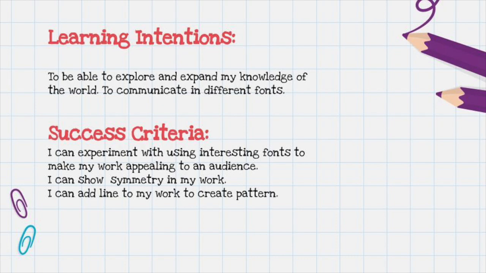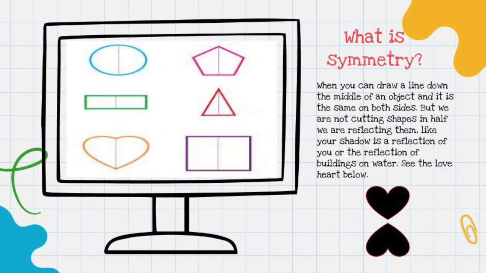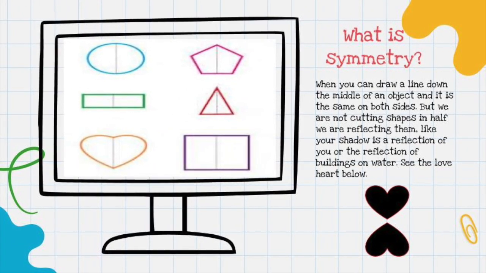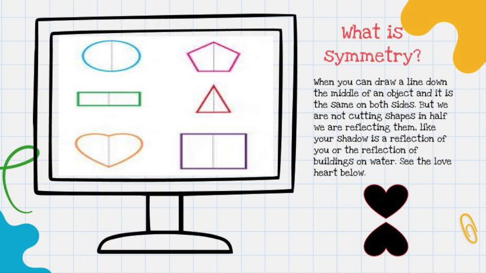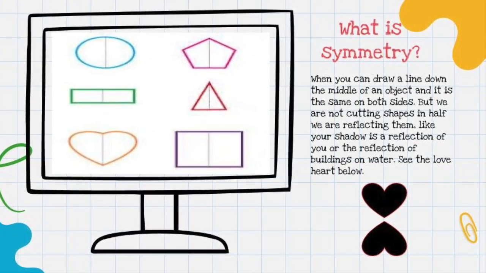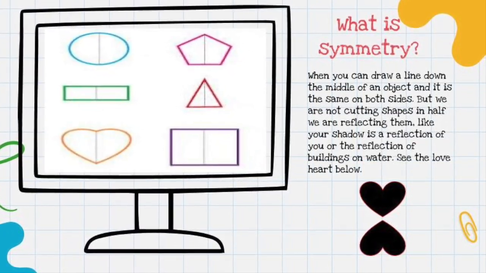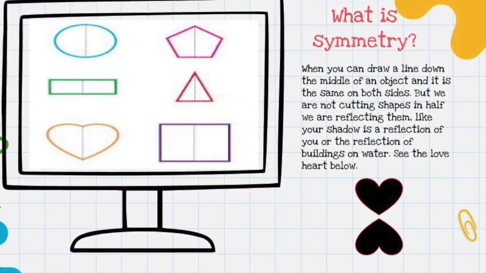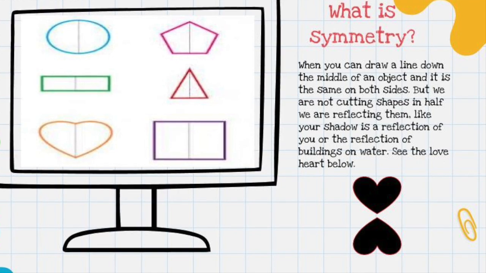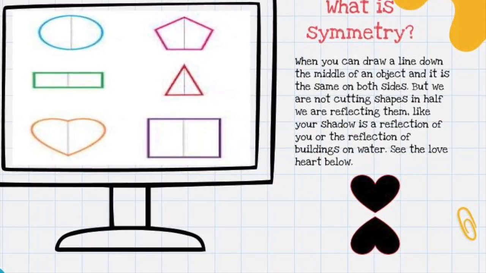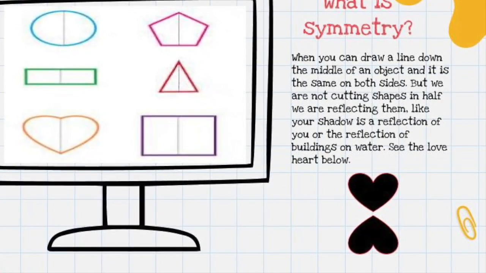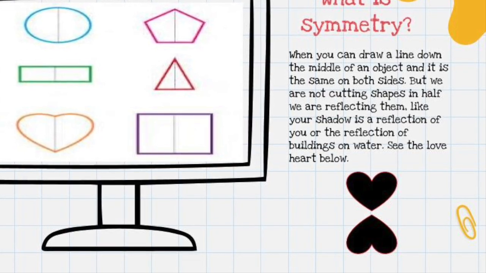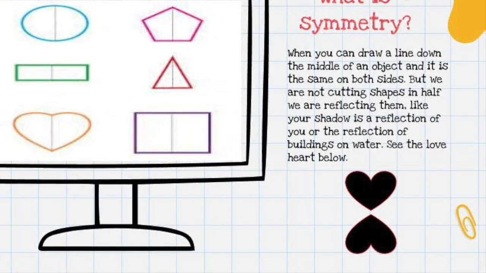So what is symmetry? Symmetry is when you can cut an object all the way in half and it's the same on both sides. We're not actually cutting the letters of our name in half, we're reflecting them on a line of symmetry, just like your shadow is a reflection, or a reflection in the water of buildings across a river. See the two love hearts below? The top love heart's been reflected underneath, just like your shadow if you're playing in the sunshine.